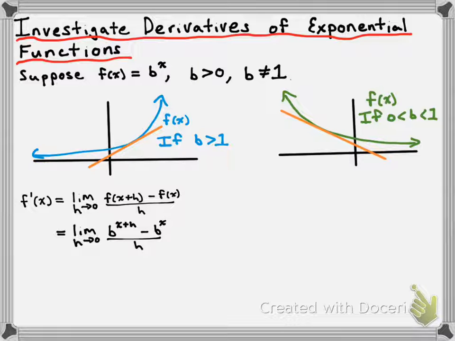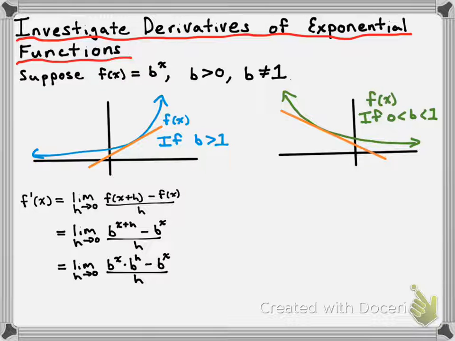Limit as h approaches 0 of b to the power of x plus h minus b to the power of x over h. So what I'm going to get you to do is take a look at the term in the numerator, b to the power of x plus h. Notice that we have x plus h as an exponent. Now, I can actually split this one term, b to the power of x plus h, into two factors in the following way. This is going to give us the limit as h approaches 0 of b to the power of x times b to the power of h minus b to the power of x over h. So notice that the b to the power of x plus h term becomes b to the power of x times b to the power of h.